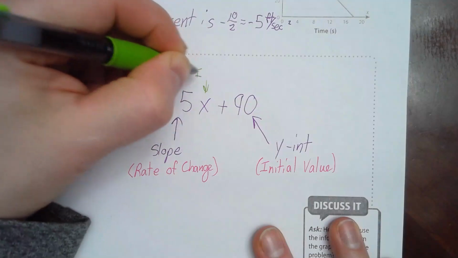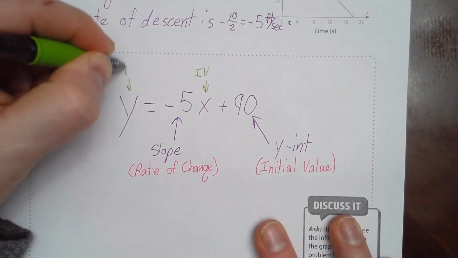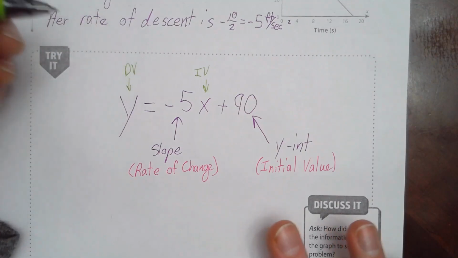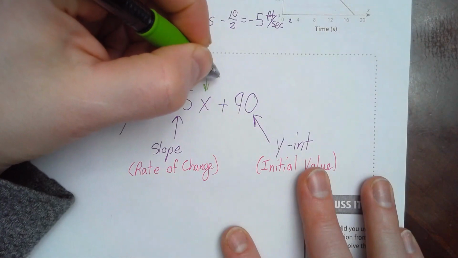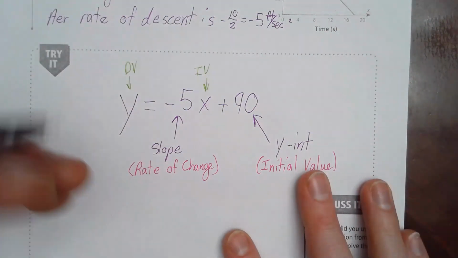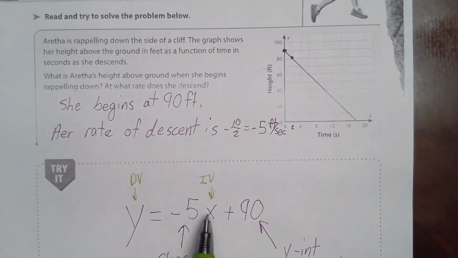I'll just write independent variable right there. And this is our dependent variable. In context of this problem, though, the x, and let's talk about how we figured that out. What is the x talking about? Because we need to know that if we're going to be able to tell a story using an equation.